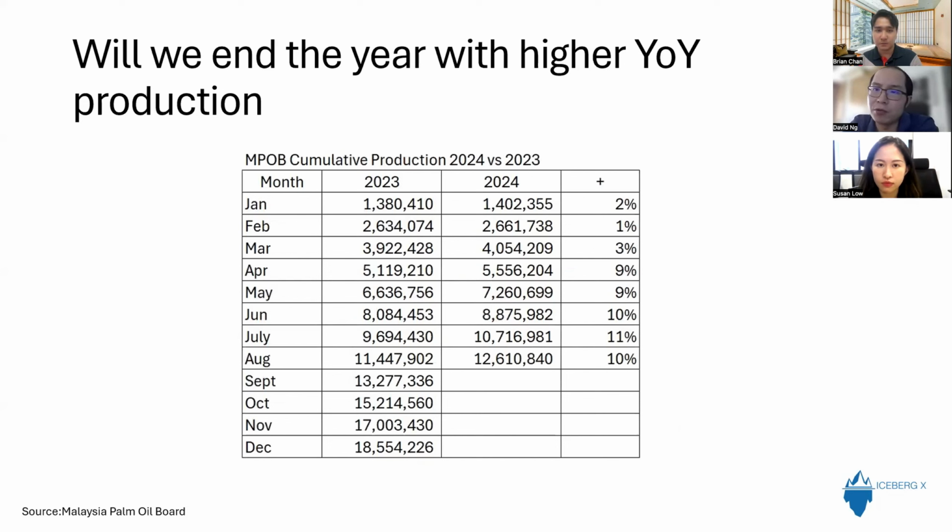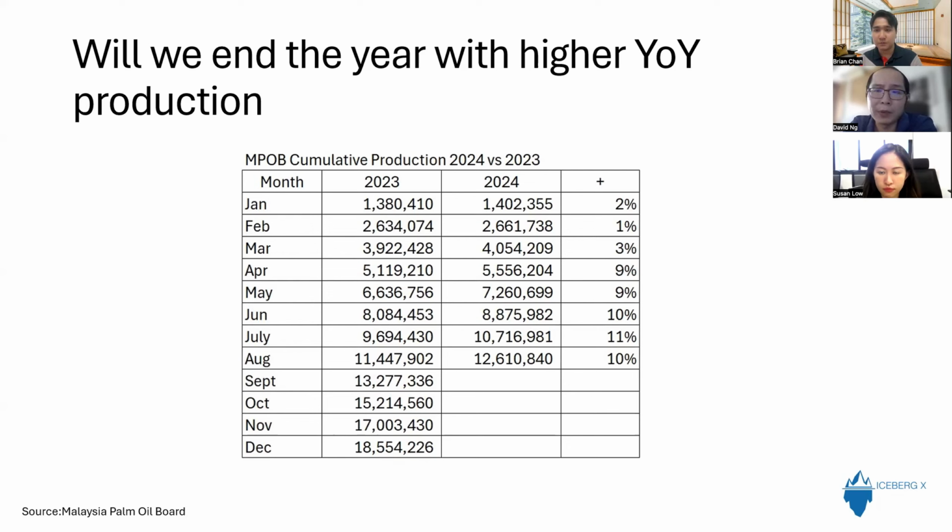Now, to look at production from a better angle, this is cumulative production on a year-on-year basis. You can clearly see that this year so far, for the past 8 months, we have probably recorded close to 12 million tons of CPO production in Malaysia. If you compare that to last year, it's a slight increase of about 10%. So we are 4 more months from the end of 2024. The key question is, is it likely that 2024 CPO production in Malaysia is going to be higher?